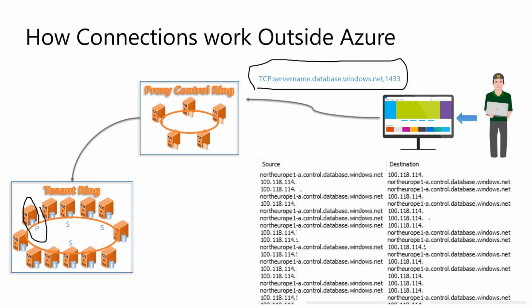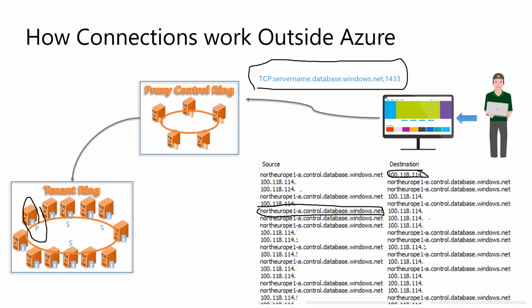This is another example of how the connections work. For example, this is my PC. It tries to connect, and all the connections always go through our proxies. North Europe, if you use the server name database.windows.net, you are most probably going to receive the name of the proxy. We need to explain that when you are working outside Azure, your client application will use just one port, the port 1433.